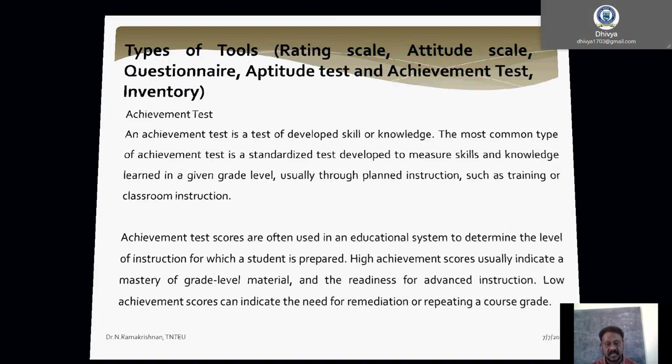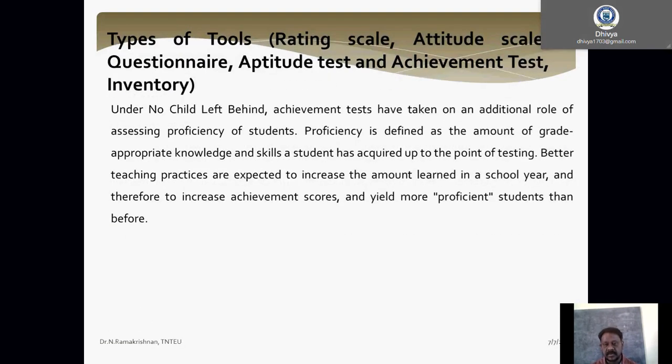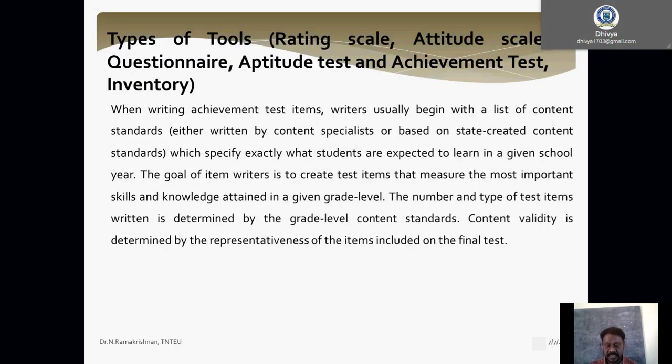Achievement tests have taken on an additional role of assessing proficiency of students. Proficiency is defined as the amount of grade appropriate knowledge and skills a student has acquired up to the point of testing. Better teaching practices are expected to increase the amount learned in a school year, and therefore to increase achievement scores and yield more proficient students than before. And also test the proficiency of students in a particular course. Suppose you have taken one history lesson to your students, and the students are answering even the toughest questions. That means the student has developed some sort of proficiency in that particular subject.